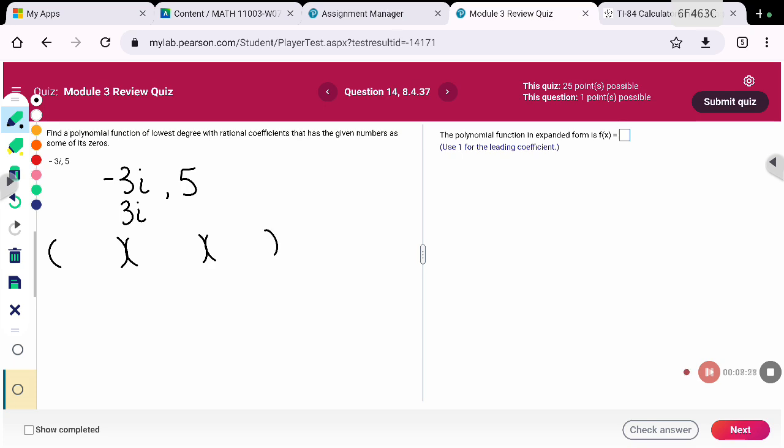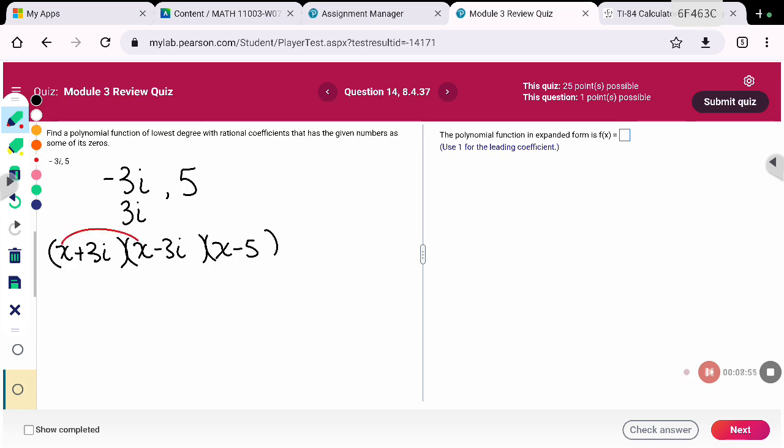So negative 3i would come from x plus 3i, 3i would come from x minus 3i, and 5 comes from x minus 5. And then I'm going to multiply the three factors together, and again starting with the conjugate pairs because they will clean each other up.